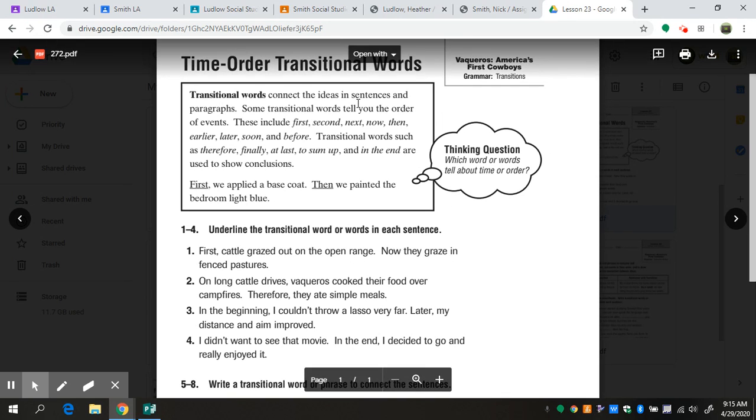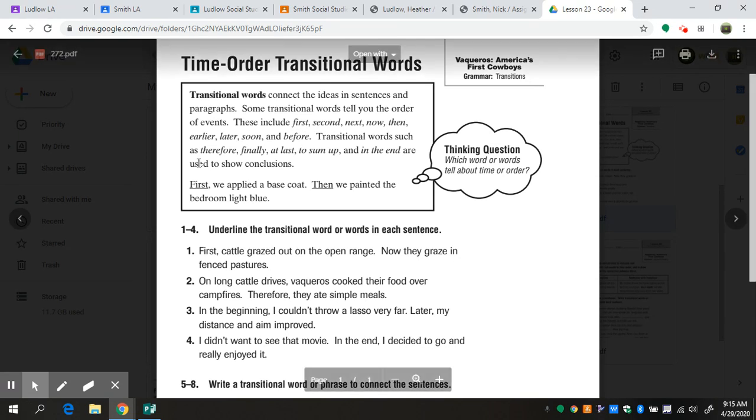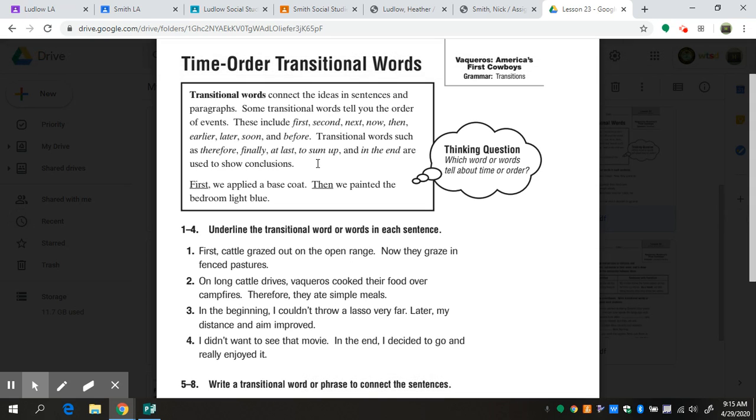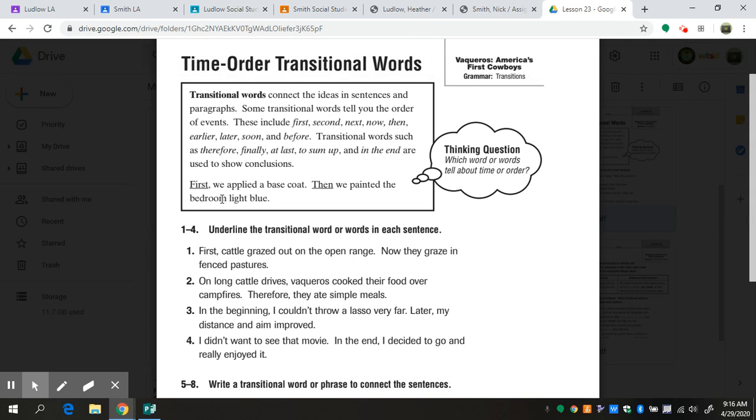Transitional words connect the ideas in sentences and paragraphs. Some transitional words tell you the order of events. These include first, second, next, now, then, earlier, later, soon, and before. Transitional words such as therefore, finally, at last, to sum up, and in the end are used to show conclusions. So let's look at them in practice.